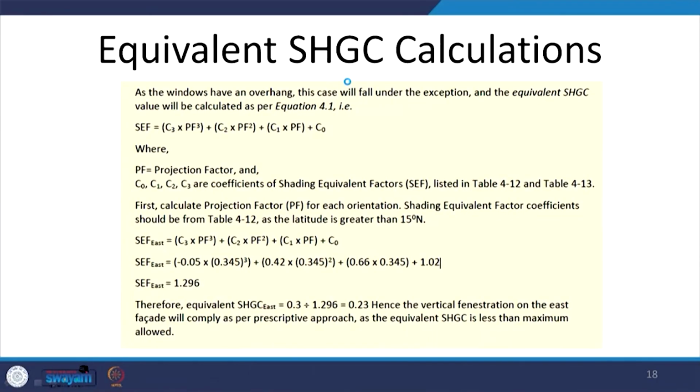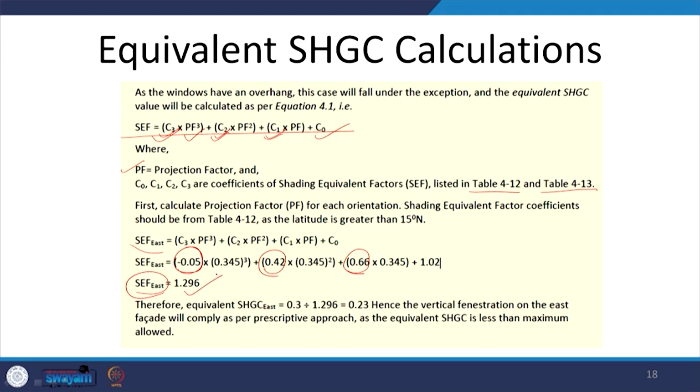For calculating the SEF, we will get the coefficients from the ECBC based upon this data. If we look at the projection factor and the latitudes following Table 4-12 and 4-13, we will calculate the coefficients C3, C2 and C1 and put them in this equation, where we use the projection factor which is calculated and substitute the 4 coefficients to calculate the SEF for each direction. So, SEF of east comes out to be 1.296.